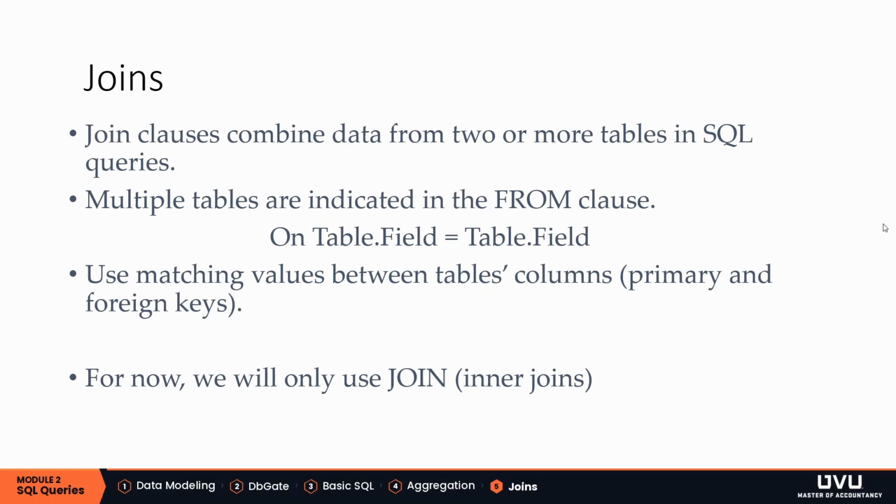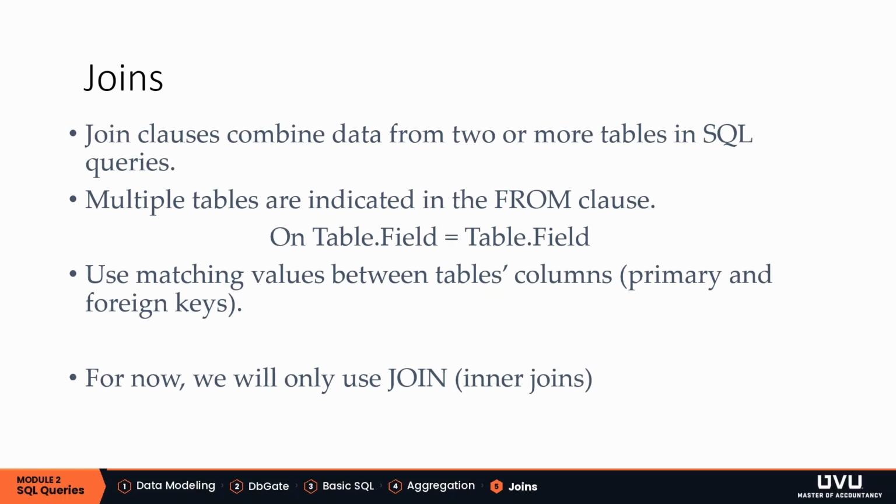Okay, we've saved the best part for last, which involves joins. Join clauses are used to combine data from two or more tables in a SQL query. We indicate the type of join we're doing and the tables we're referencing, and we do this in the middle of our from clause. But to complete this join, we have to specify the two columns that function as a primary key, foreign key pair.